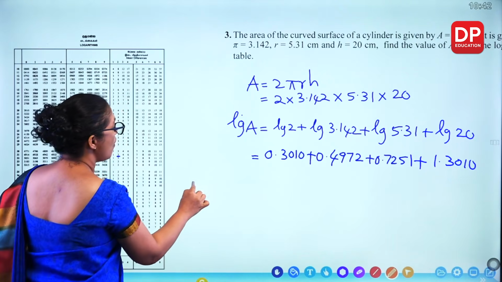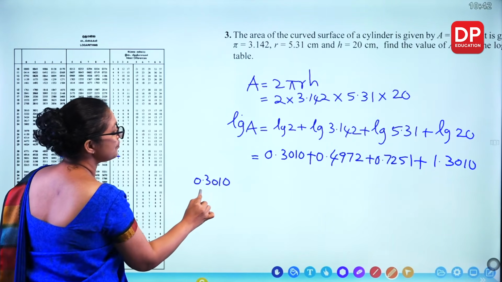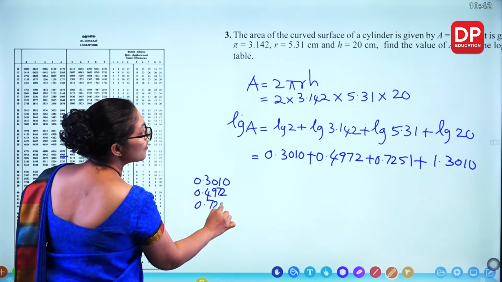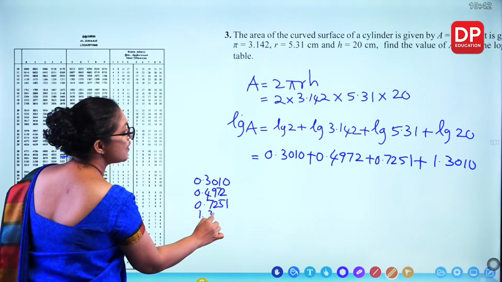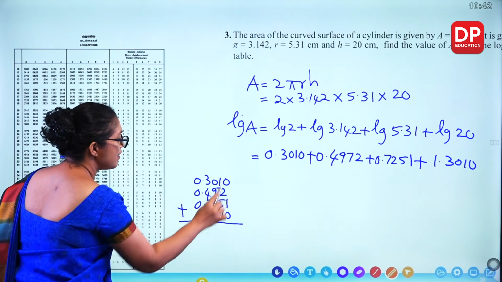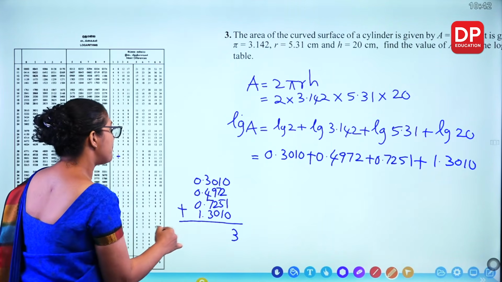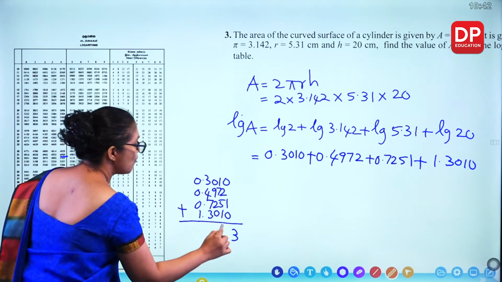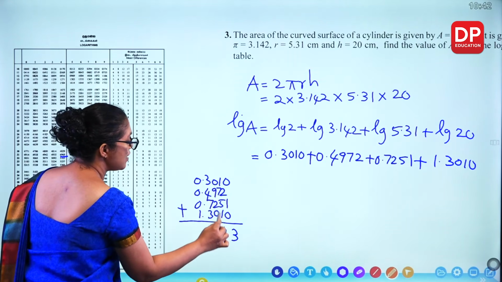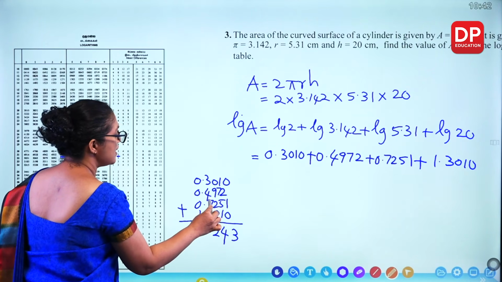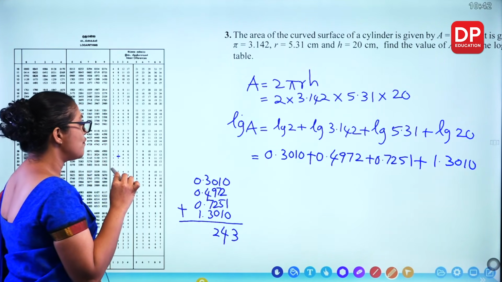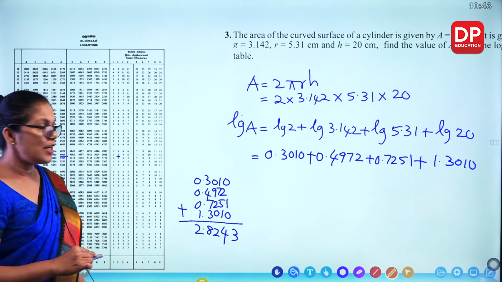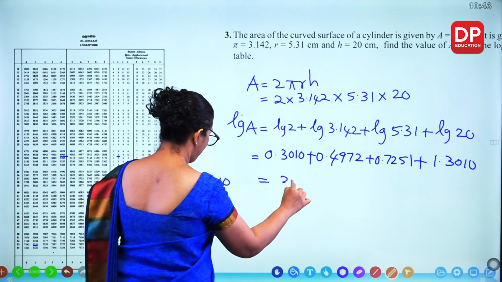Now add all these values. You get 3 here. 7 plus 5, 12. 13, 14. 1 remaining. 10, 12. 1 remaining. 11 plus 4, 15 plus 3, 18. 1 remaining. So you get 2.8243.